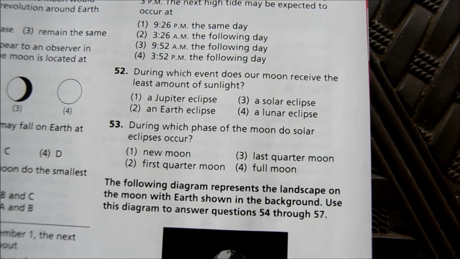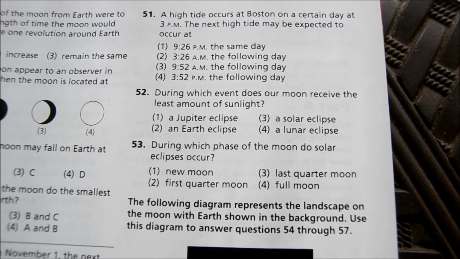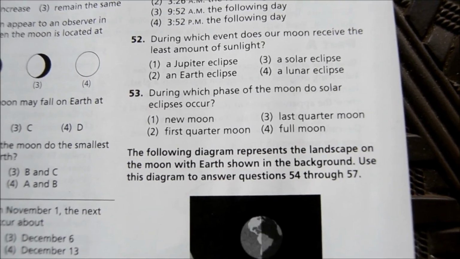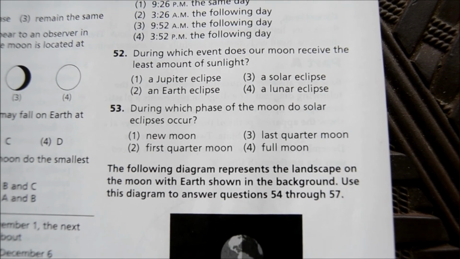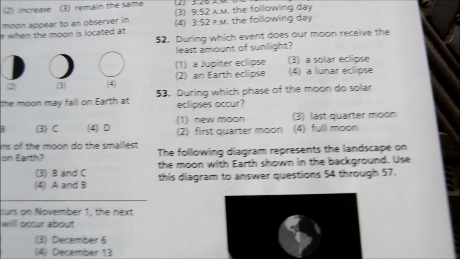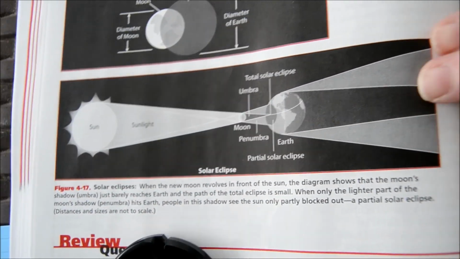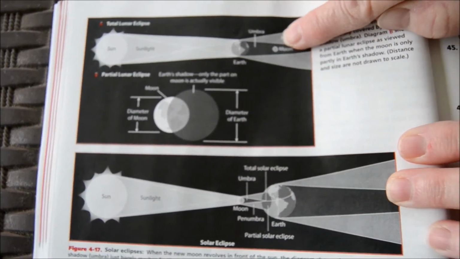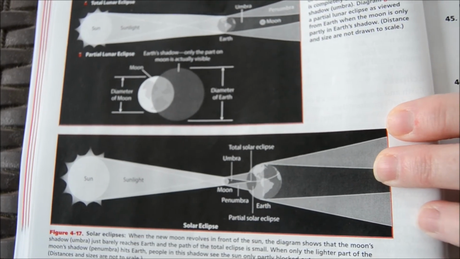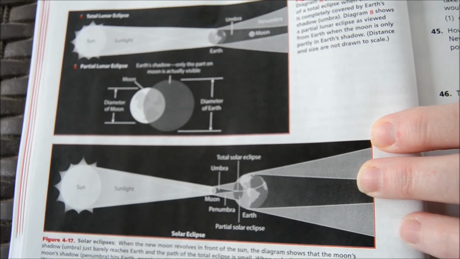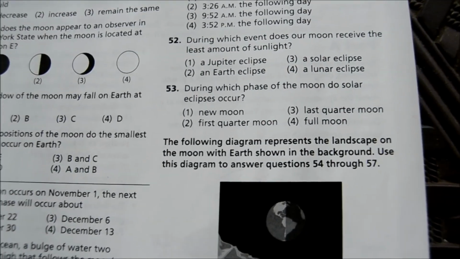The following day. During which event does the moon receive the least amount of sunlight? That one, if I'm looking back at figure 4:16, the moon is dark up here during a total lunar eclipse. So my answer is going to be a lunar eclipse because I'm not getting any daylight.